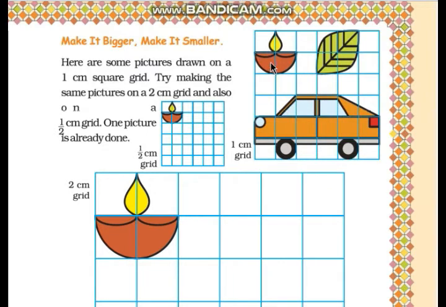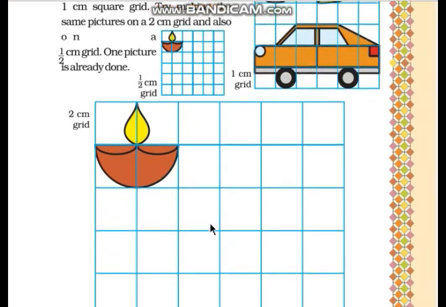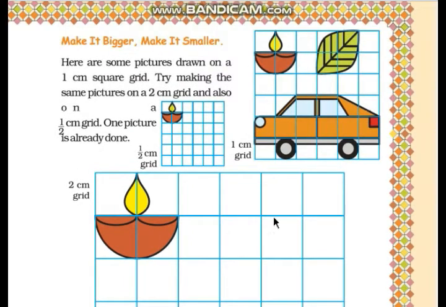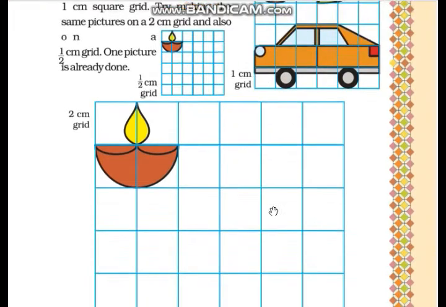Means this picture, this lamp, leaf and a car, on a 2 centimeter grid and also on a half centimeter grid. This is the 2 centimeter grid, and this is the half centimeter grid. You need to make the same picture on these two types of grid. So children, this is your homework, draw this picture in your textbook.